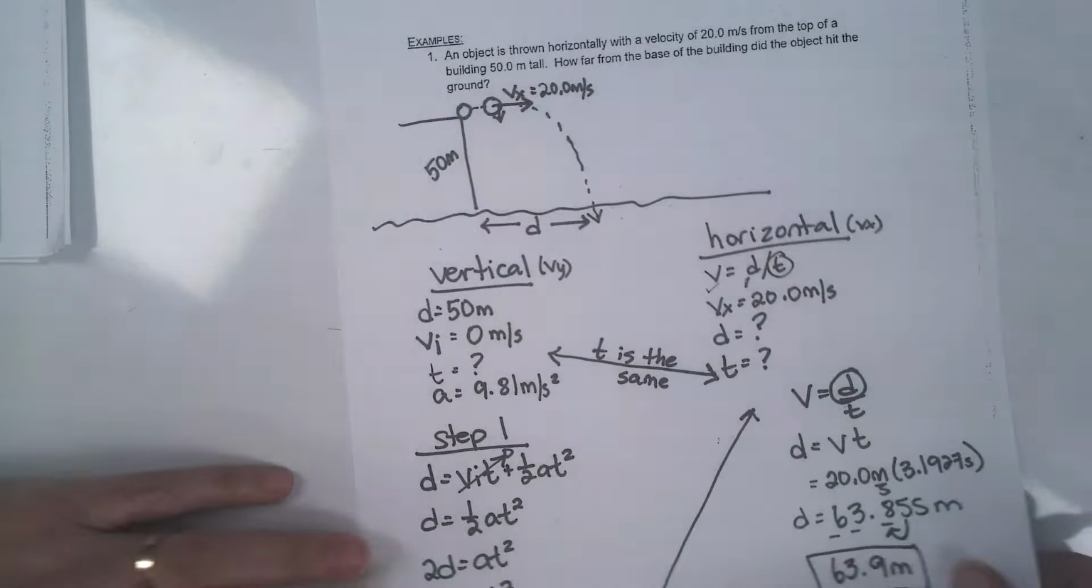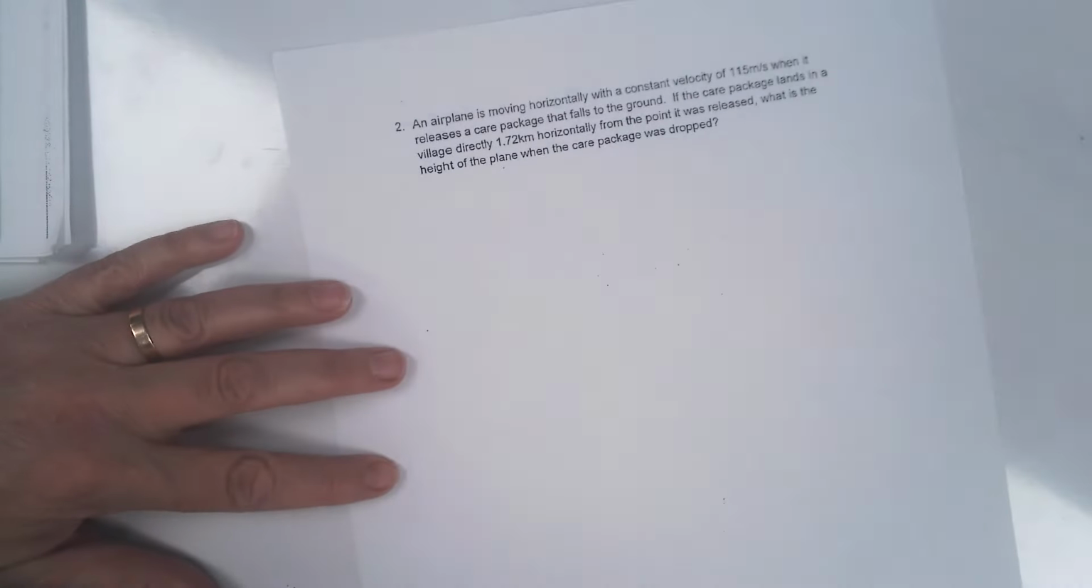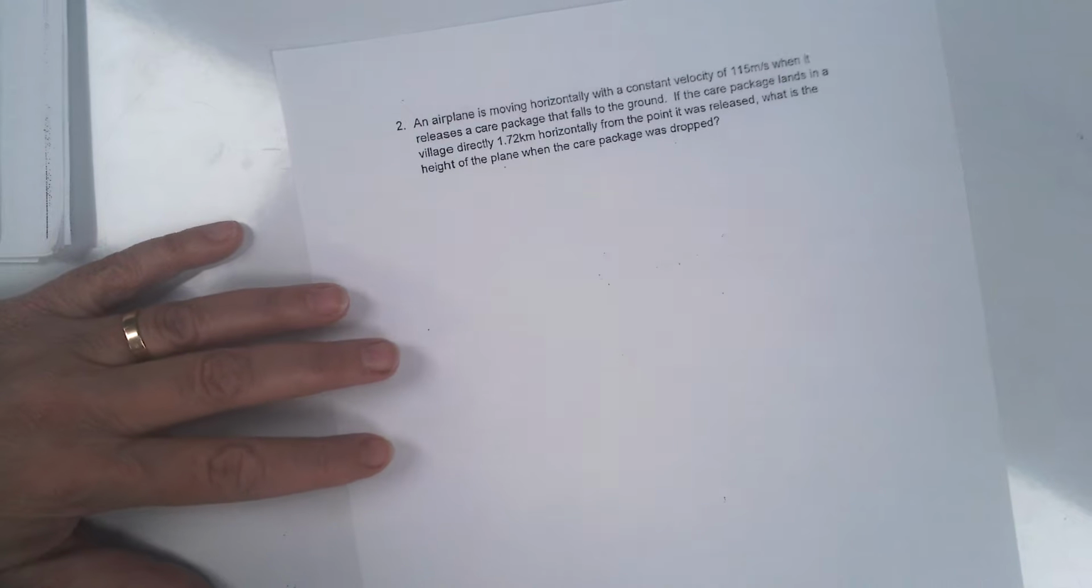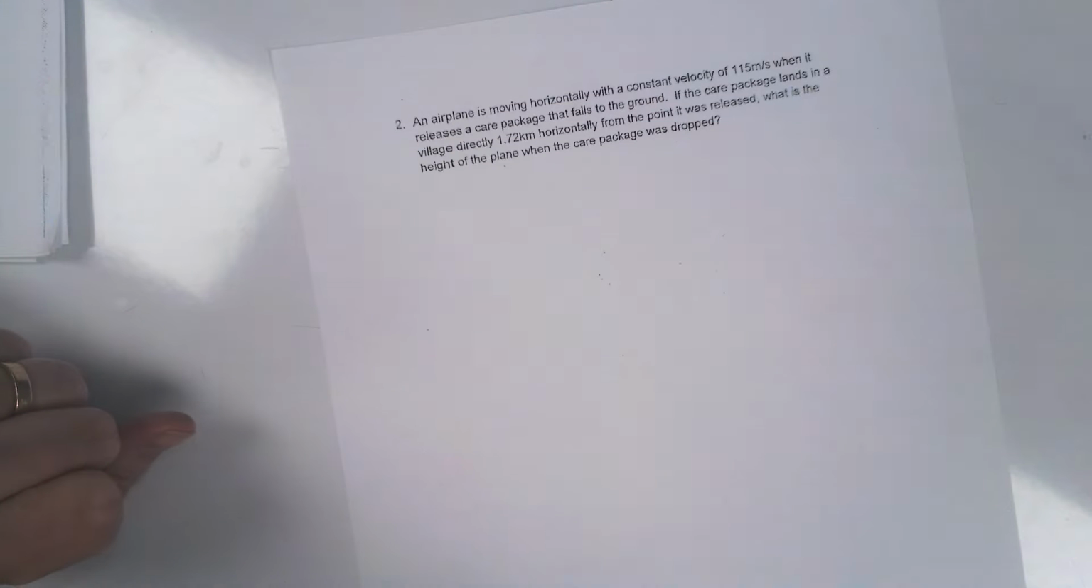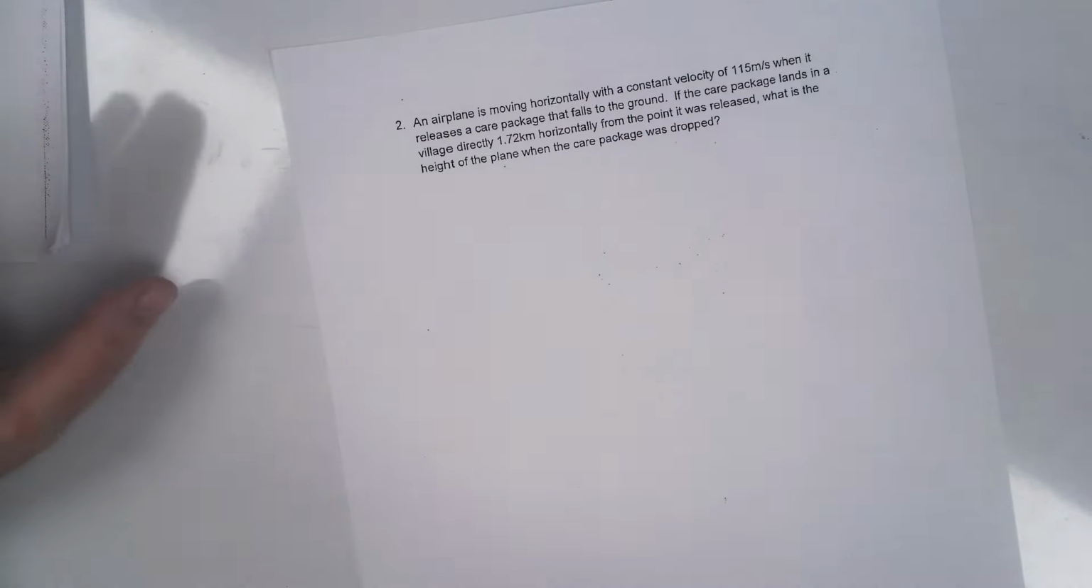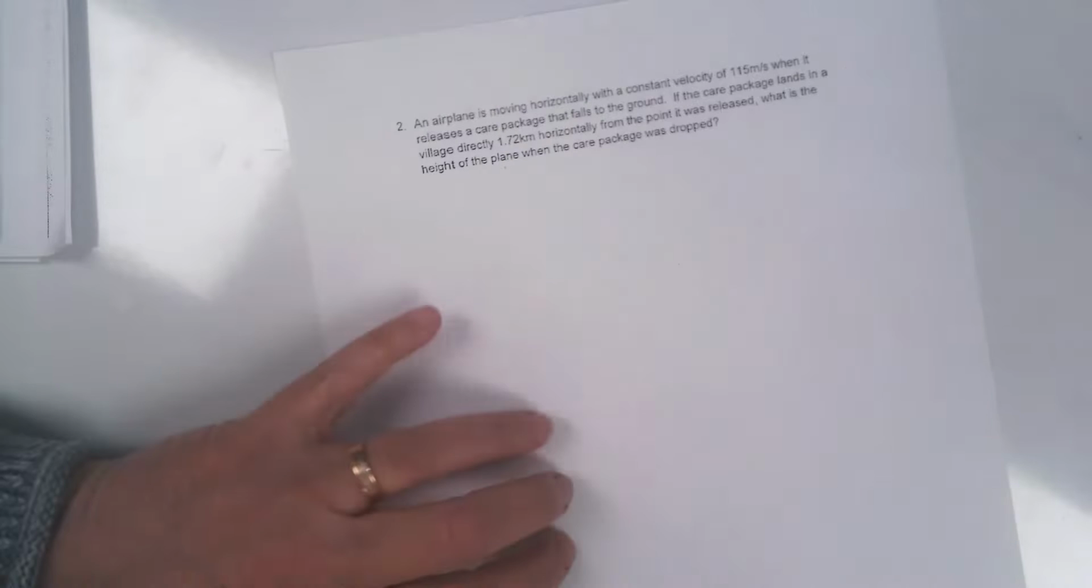Let's look at another problem. An airplane is moving horizontally with a constant velocity of 115 meters per second when it releases a care package that falls to the ground. If the care package lands in a village directly 1.72 kilometers horizontally from the point it was released, what is the height of the plane when the care package was dropped? First step, draw a picture.